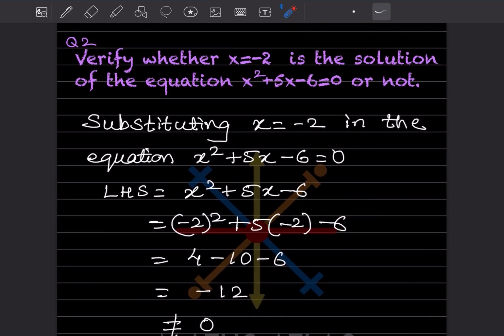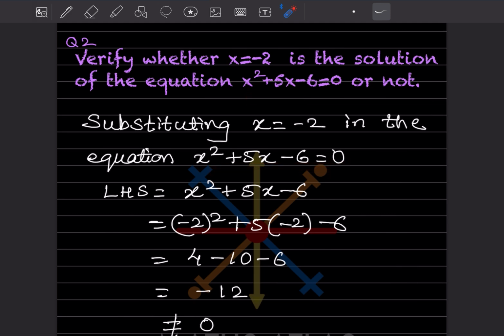Now verify whether x is equal to minus 2 is the solution of the equation. This is the equation given, or not. So what will you do here? x is given as minus 2. So you will substitute x is equal to minus 2 in the equation. This equation is given, that we will write here.